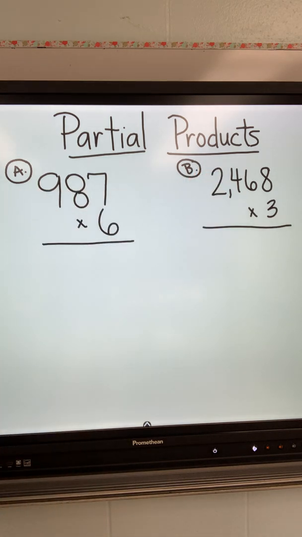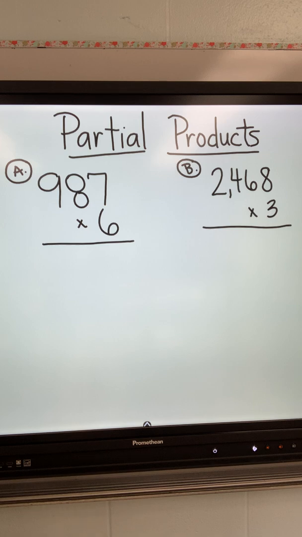The first thing we're going to look at is 987 times 6. We're going to look at this multiplication problem. Now, with this, when we say partial products, we're actually using the same thought process as we are in the area model. We are looking at the value of each digit. So I'm going to look at the 9, the 8, and the 7.